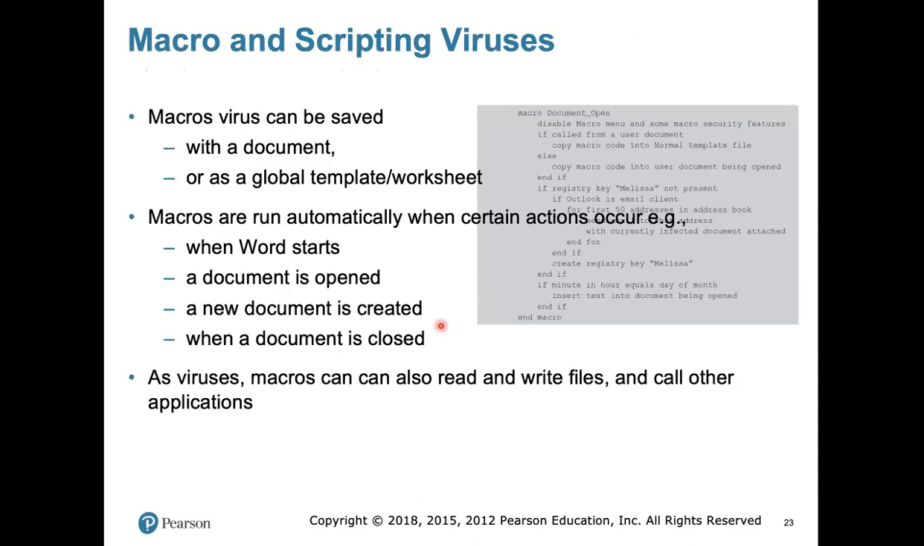We talked about macroviruses, which are scripting viruses, and I said that they can be saved with a specific user document, or they can be saved in a global template, like the Microsoft Word template or Microsoft Excel worksheet template, like what we saw in Melissa. In terms of triggering a macrovirus like Melissa, they can start whenever that specific application starts, for example when Word starts, or whenever a specific document or any document is opened, or whenever a new document is created, or whenever a document is closed.